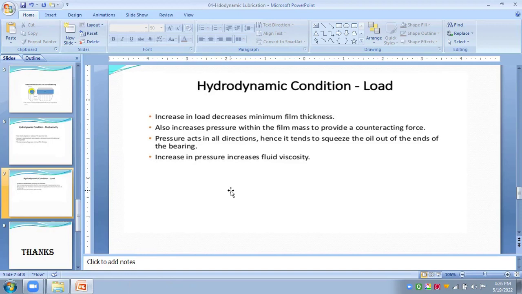What are the advantages of hydrodynamic bearings? These bearings are simple in construction and easy to maintain. They have low initial as well as low maintenance cost. They do not require auxiliary equipment like a pump, unlike hydrostatic bearings. They are reliable and have low power loss.